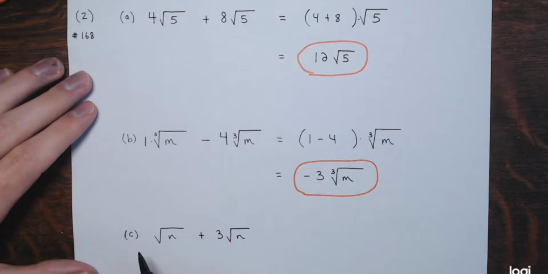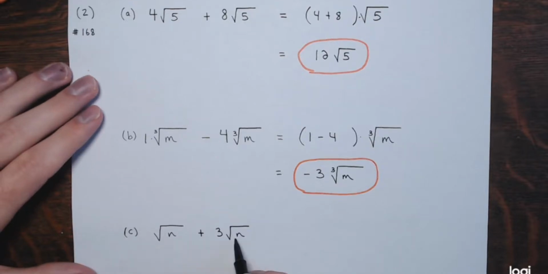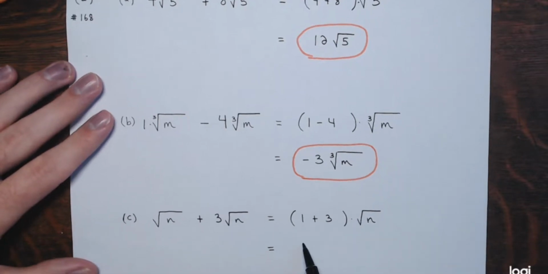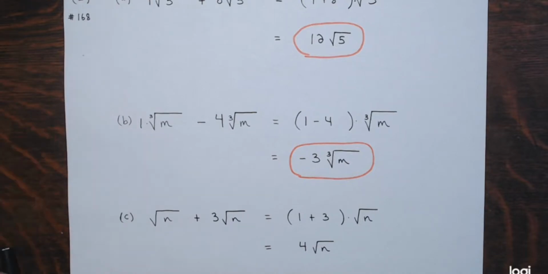Right, part C, same thing. Both terms have the square root of n in common. So I'm going to factor that out, and again I'll put it on the right. You could put it on the left, it doesn't matter, right? As long as you're factoring correctly. Factor out the square root of n, and what's left over would be 1 plus 3. Right? 1 plus 3 would be the other factor. And 1 plus 3 is simply 4. Right? So we have 4 times the square root of n, and that's as simple as that gets.